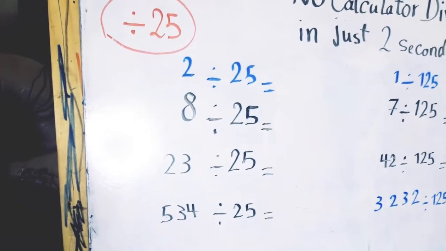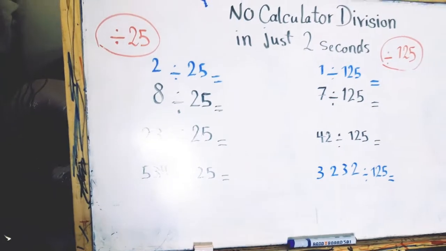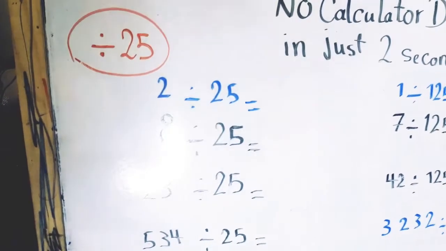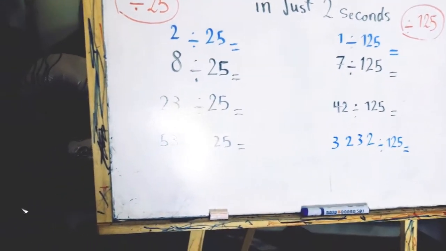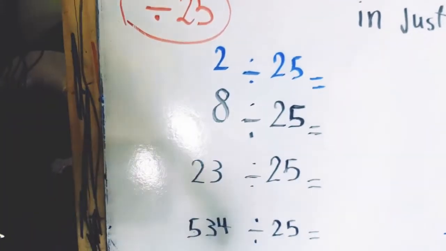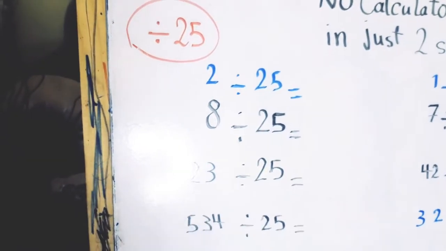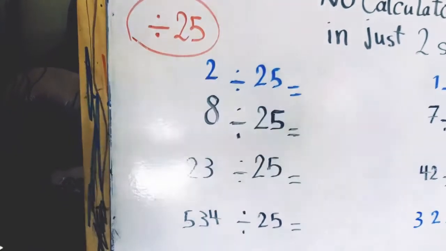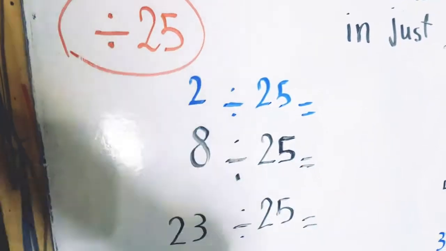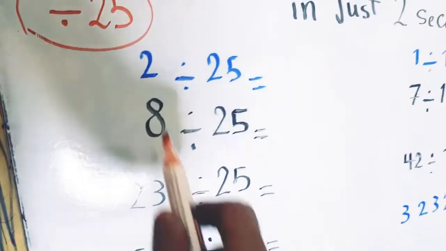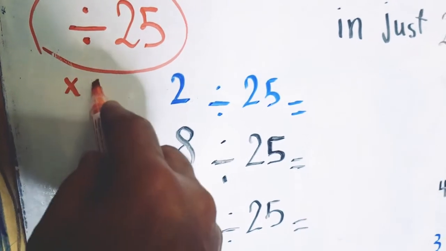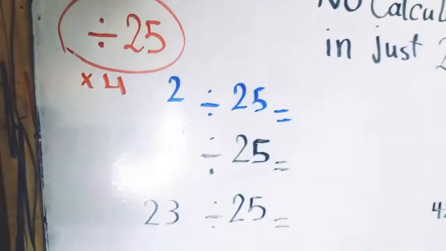I mean, the division of any number, whatever, by 25, and whether or not the dividend is less or greater than the divisor. Okay, let's look at this case. When we come to divide any number, whatever, by 25, we use a simple rule. This rule states that when we divide any number by 25, we multiply the dividend by 4. This is the first step.